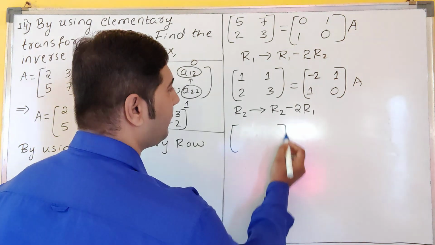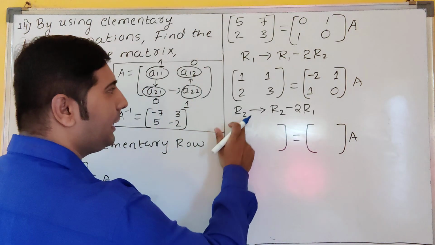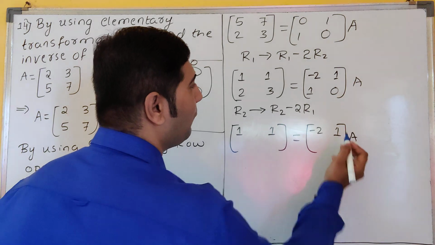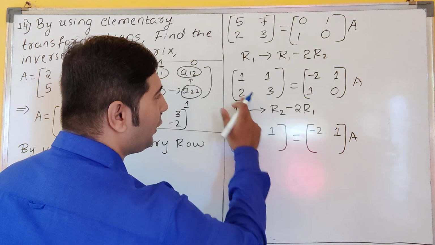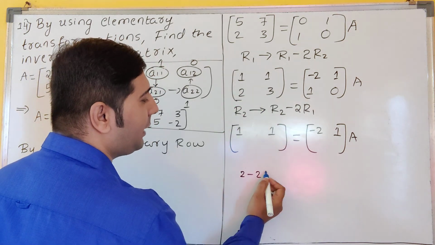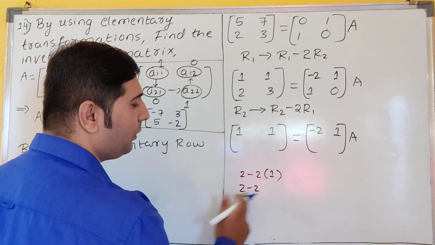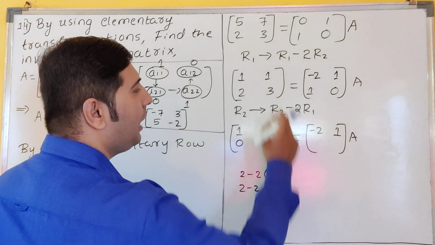So now see, which row are you changing now? R2 is changing. R1 you write as it is: 1, 1, minus 2, 1, dear students. So now see, R2 is how much? 2 minus 2 into R1, which is 1. 2 minus 2 into 1 is minus 2. 2 minus 2 is 0. Clear?